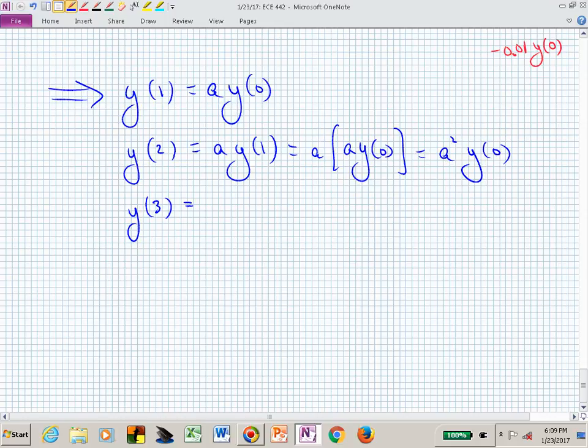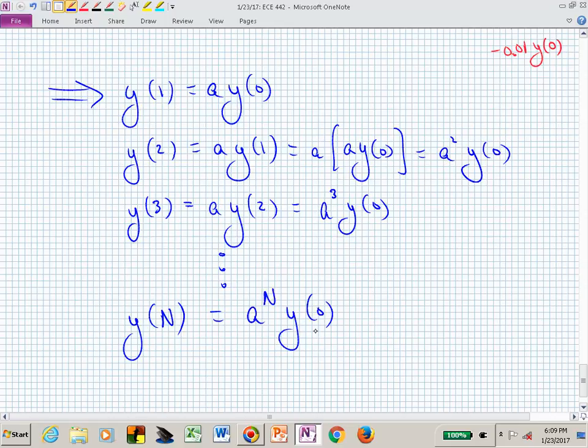So what's this? This is now A times y of 2, which is now A times A squared y of 0, or it's now A cubed y of 0. Do you see now what y of capital N will be? It's just A to the n y of 0. Don't you wish your differential equations were that easy?